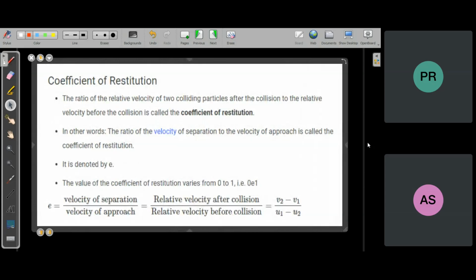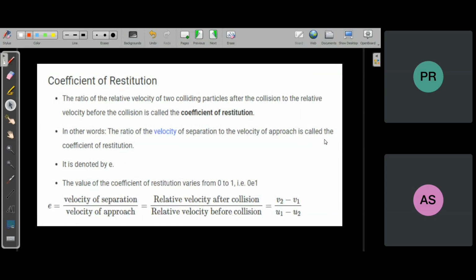So collisions are of different types. One is elastic, perfectly elastic collision. Another is perfectly inelastic collision. And the third category is partially elastic collision. That third category, partially elastic, is not perfectly elastic and not perfectly inelastic. It is somewhere in between.